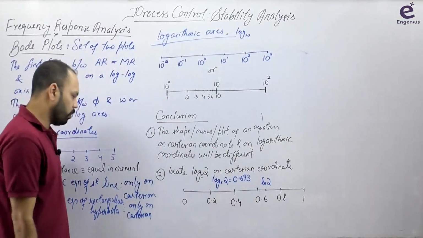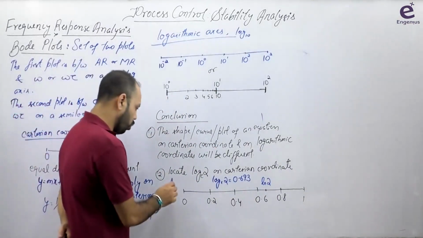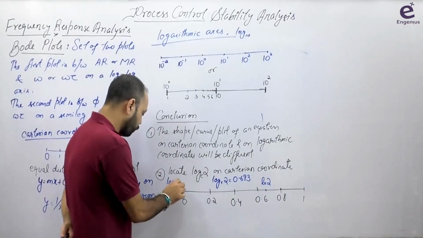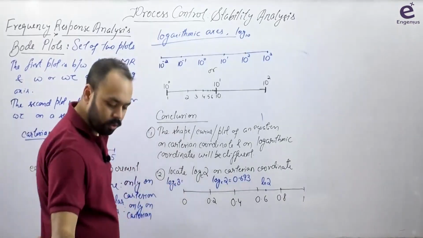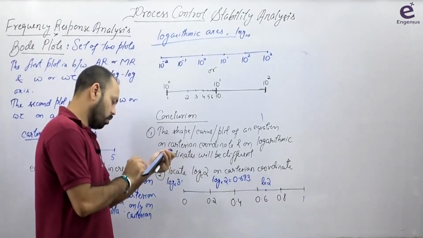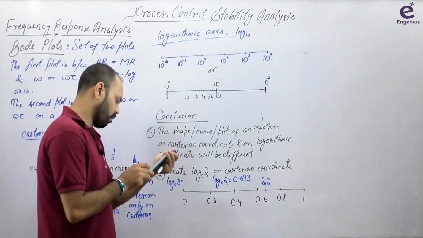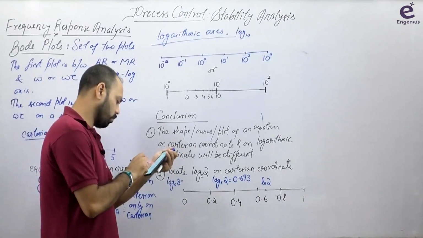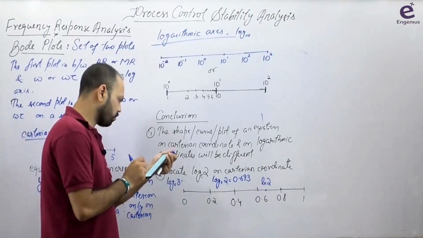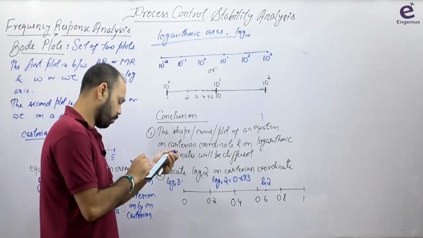Fine. Similarly, suppose I want to plot log 3. I am saying that plot log 3. What is the value of log 3? Log 3 is coming out to be 1.09. Okay, let us calculate to the base e, not a problem.